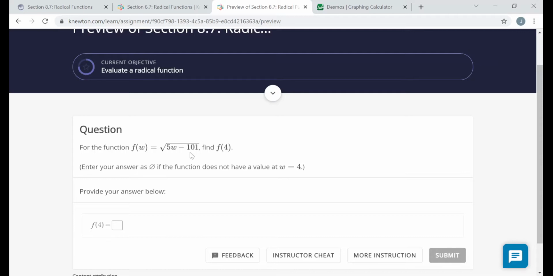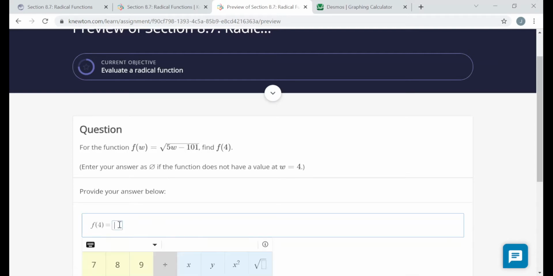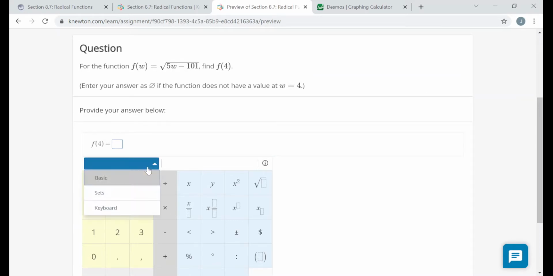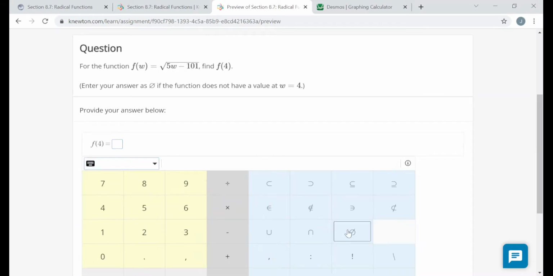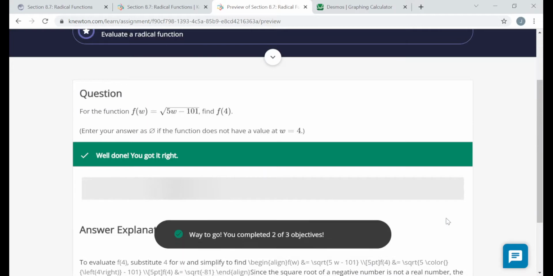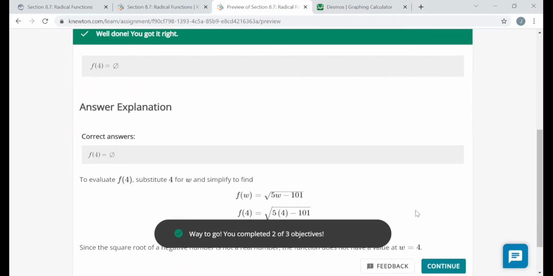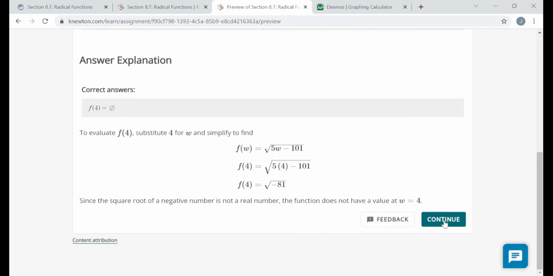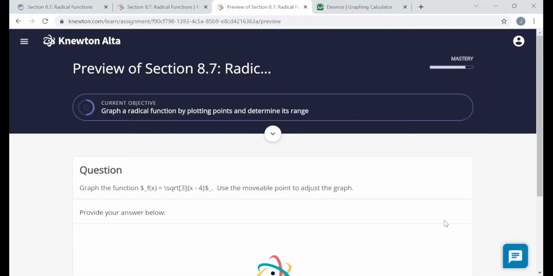The square root of negative 81, an even root of a negative number. That is not a real number. This is not having a real number output. So I'm going to enter that empty set symbol, which is again under sets here, right here, because it's the square root of a negative, even root of a negative number. All right, and again, please read through the answer explanations. Wonderful. All right, so I should have just the last objective left, a couple questions.